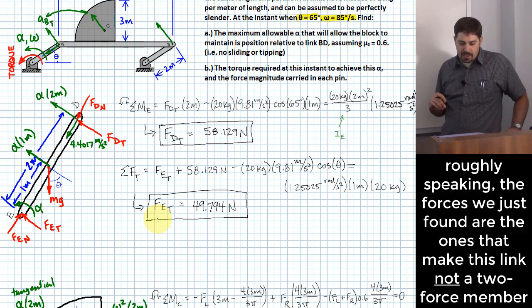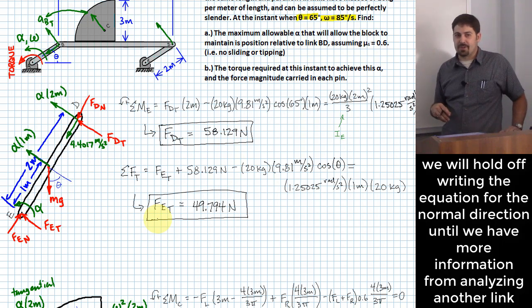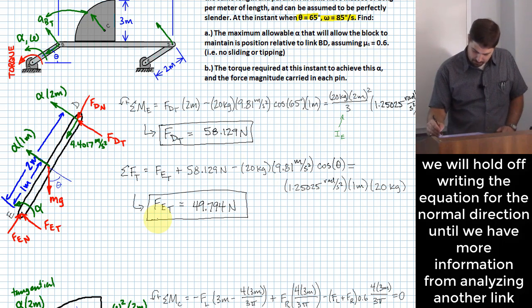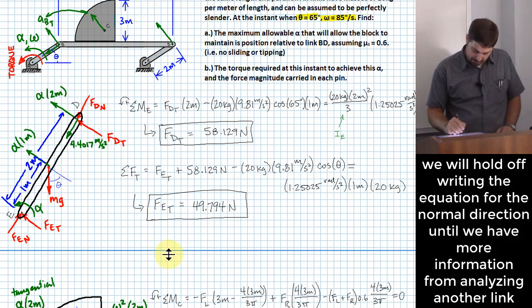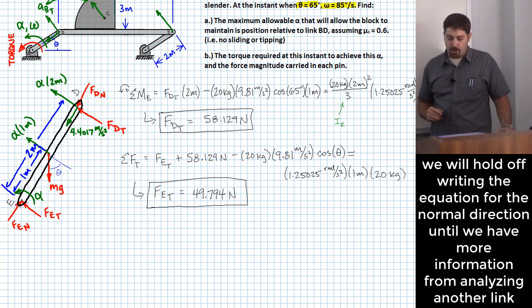All right, can we get the other components, FDN or FEN, yet? I only have one more equation to use, so the answer is no, not really. I don't really have any tricks up my sleeve yet on how to get FDN or FEN until I start doing a little bit more analysis. But that's okay. I can go ahead and look at another free body diagram, because there's a couple more free body diagrams that it definitely is likely to be helpful for me to draw.